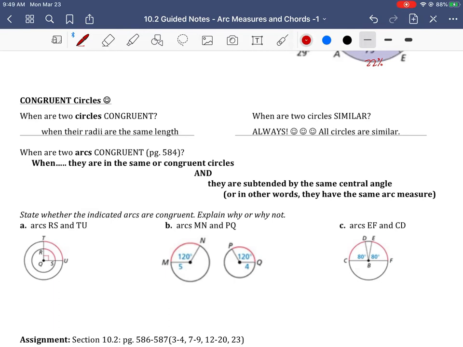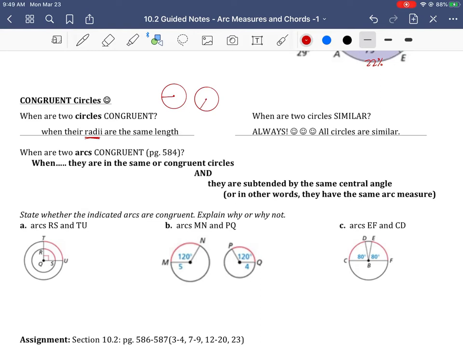So the first question says, when are two circles congruent? Now, if we have two circles that are next to each other, when are they going to be exactly the same size? Well, that's when their radii are the same length. So again, I can't draw two circles of exactly the same size, but here's one and here's another one. Yeah, those look pretty close.